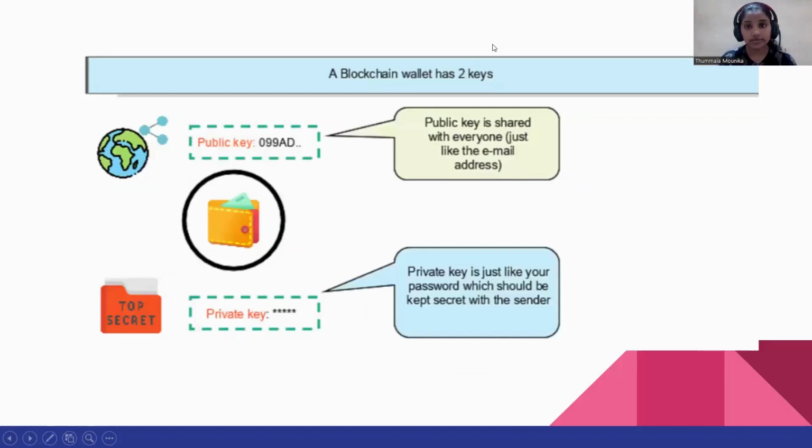Mainly, a wallet consists of two keys: a public key and a private key. The public key is just like an email address which is shared with everyone. The private key is like a password which is kept secret with the sender.